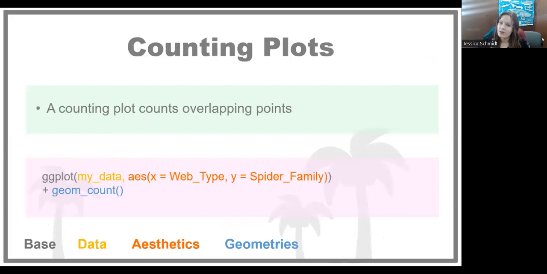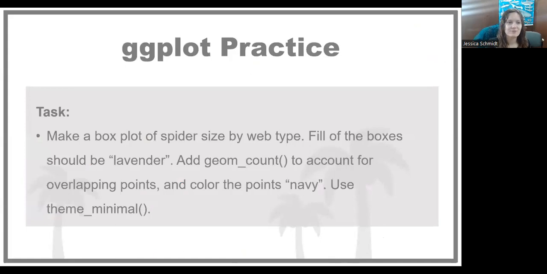Counting plots. So this one's a little bit special compared to the other ones we were doing. You can use it in all sorts of different cases. It's not so restricted by what's categorical, what's numerical. A counting plot just counts overlapping points. And we use it with geom count. I almost always use geom count alongside other geometries. And we're going to give that a try over here in our practice.